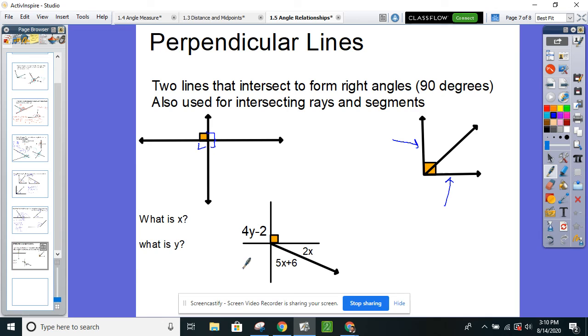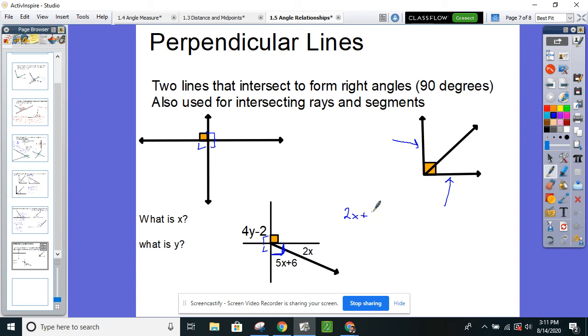So that being said, let's look at this problem right here. If that's 90 degrees, that means this is 90, this is 90, and both of these are 90. So what's the value of x then? Well, like we said, both of them together make 90, so that's what we do.